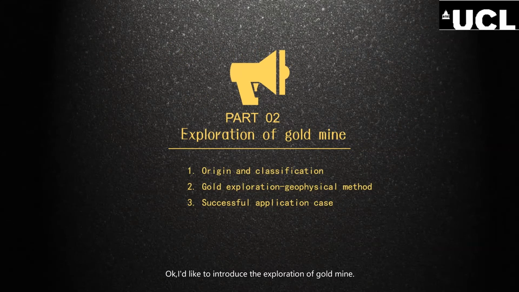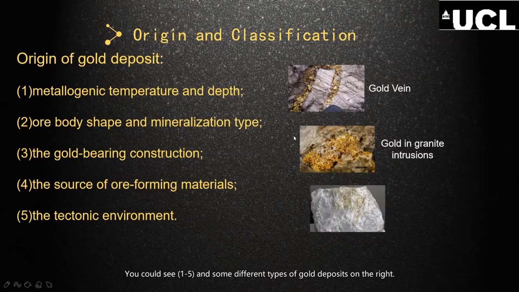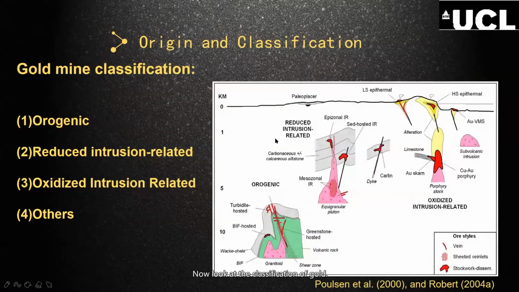Okay, I would like to introduce the exploration of gold mines, and I will mention 3 parts. First, the origin of the gold mine. Generally speaking, there are several groups to determine what kind of gold mine it is. You could see 1 to 5, and some different types of gold deposits on the right. Now, look at the classification of gold. In this figure, gold is divided into 4 groups, which include BIF hosts and greenstone hosts in this area, and reduced intrusion related in the middle area, and oxidized intrusion related, and others.